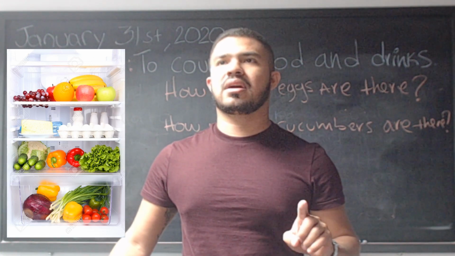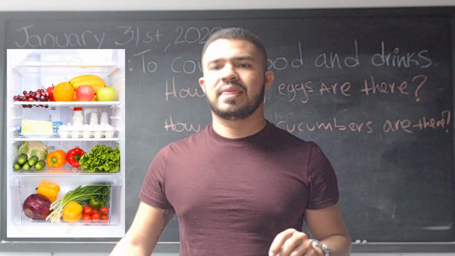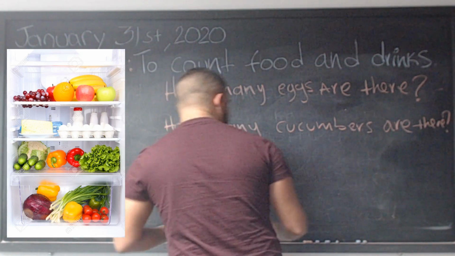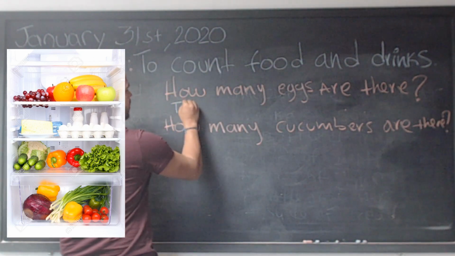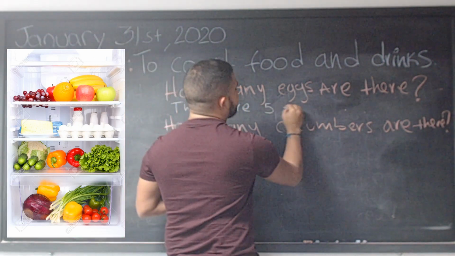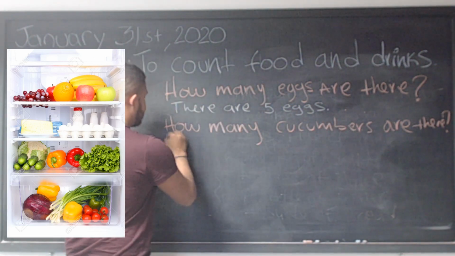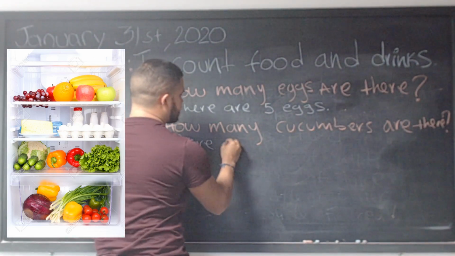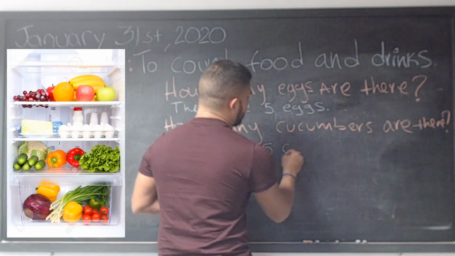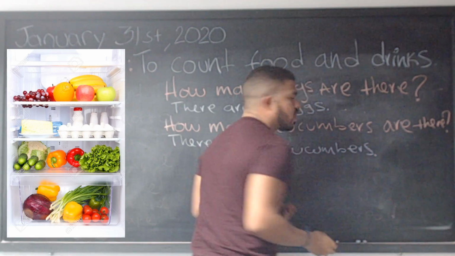the cucumbers and the eggs. Yep. Bradley, there are 5 eggs, there are 5 cucumbers. Very good, excellent. So there are 5 eggs. Very good, okay? And there are 5 cucumbers. Good. Another question.